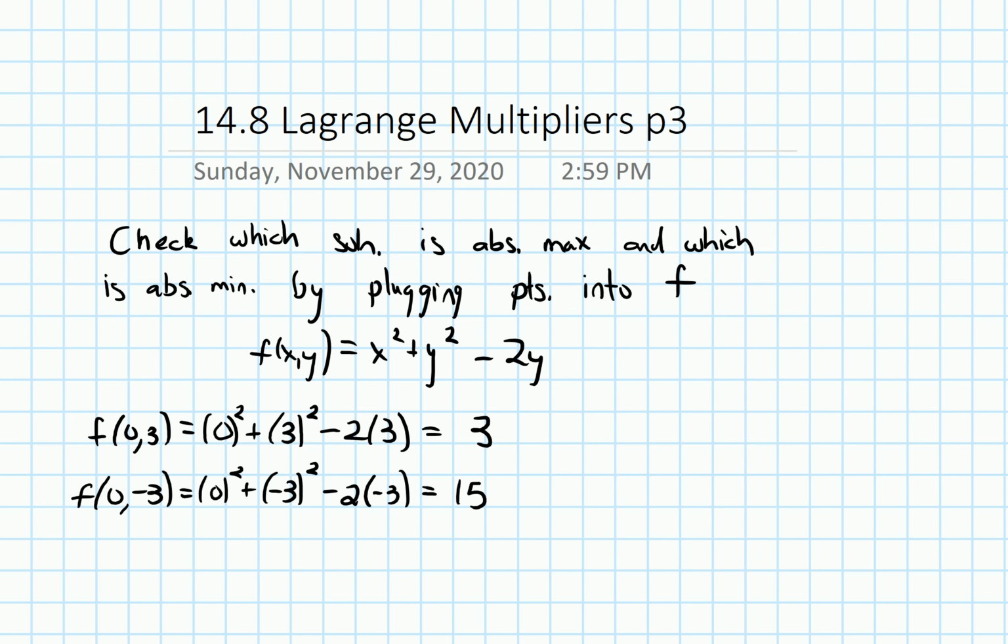Okay, so the largest of these is going to be our absolute max. So this is our absolute max value. And the smallest of these is going to be the absolute min value. So that's 3, the absolute min value. And that is our answer.